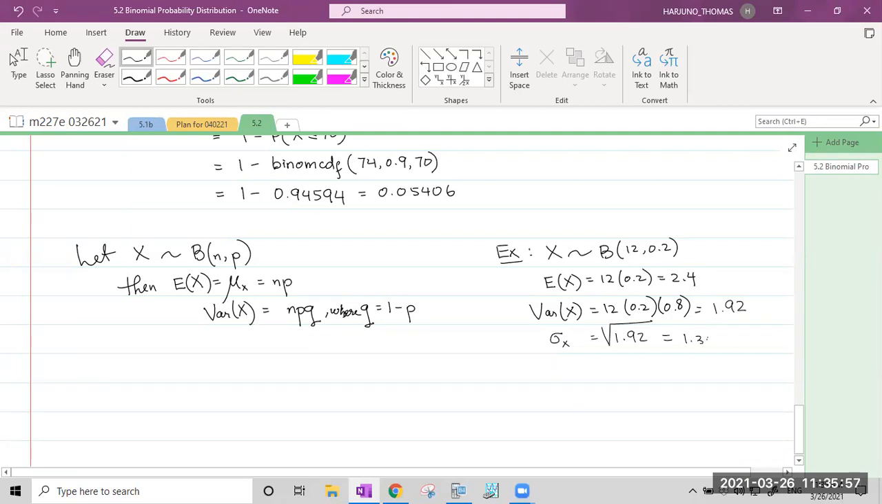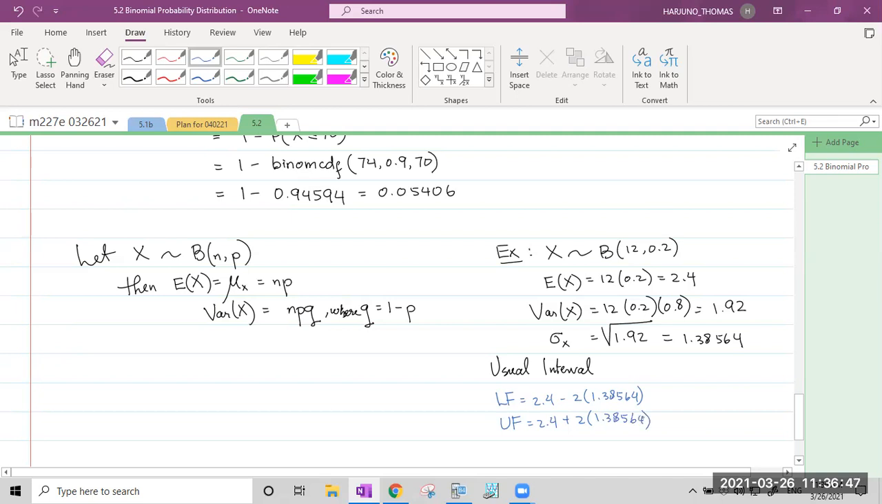That's 1.38564. We get the mean, we get the standard deviation, then we can get the usual interval. Okay, the usual interval will be between, maybe I do the lower bound, upper bound first. So the lower fence is the mean minus twice the standard deviation. The upper fence is 2.4 plus 2 times the standard deviation. We have done this in test 1. It will follow us many times.